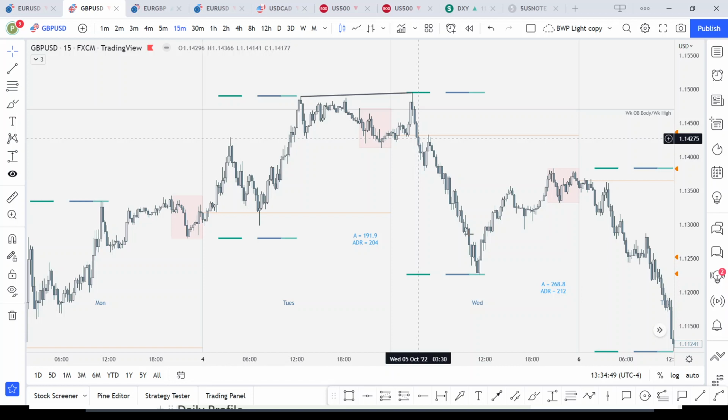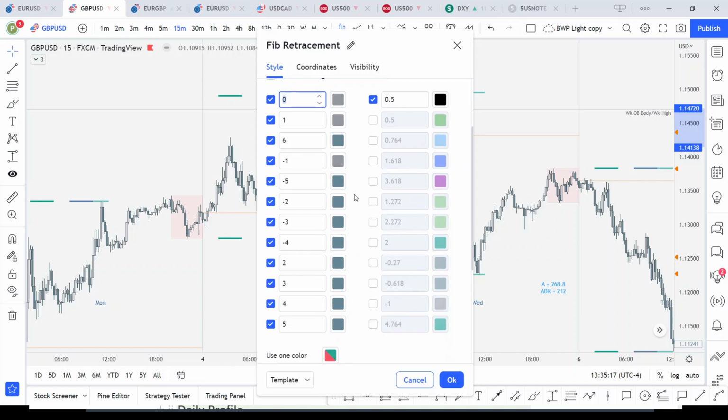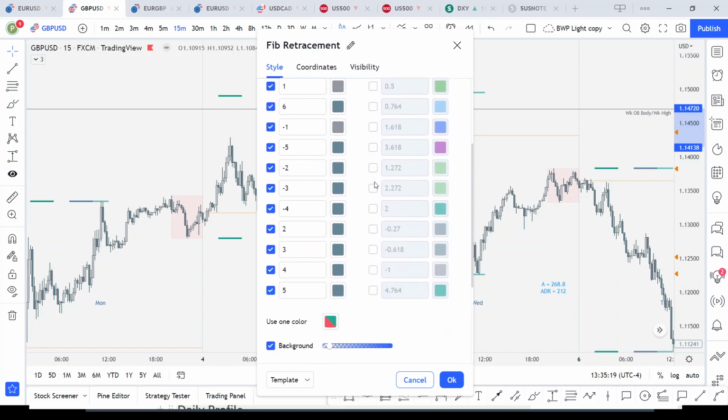And I will look to close all pyramid positions when price trades into 3 to 4 standard deviation. Let me explain that. If you draw your fib from here to here, if you are looking for my fib settings, this is it. This is my fib settings for this.